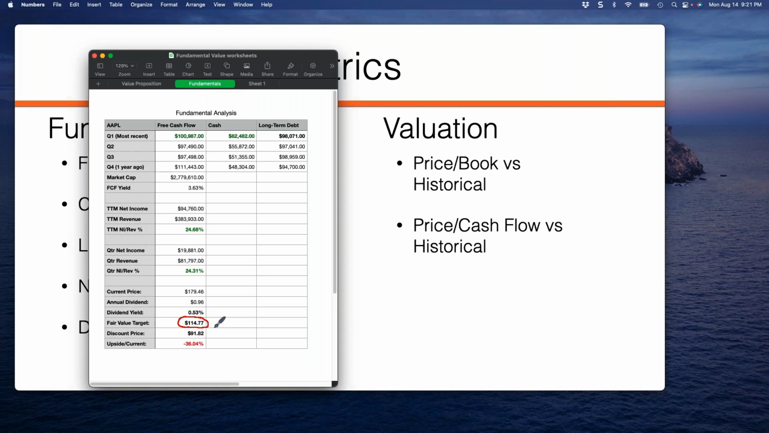Now remember, the stock's current price is at about $180. And the discount, where I would actually consider the stock to really be a terrific buy, is around $92. So just based on the difference between the fair value target and the stock's current price, there's about 36% downside for Apple Computer.